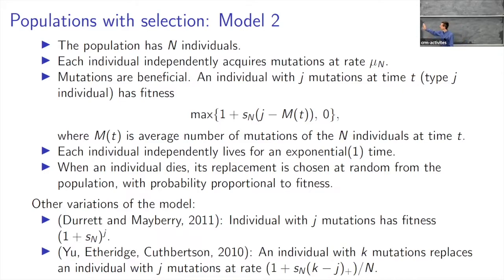Now, there are some other variations of this model that appear in the literature. For example, Durrett and Mayberry studied this model, but they said that the fitness of an individual with J mutations is 1 plus Sn to the power J. Etheridge and Cuthbertson studied almost this model, but they said that an individual with K mutations replaces an individual with J mutations at rate 1 over n, as in the Moran model, if K is less than or equal to J, and at rate K minus J if K is greater than J. So these small differences in the formulation of the model should not really affect the main results that we're going to discuss, and I'm not going to explicitly mention these little changes when referring to previous results in the literature.